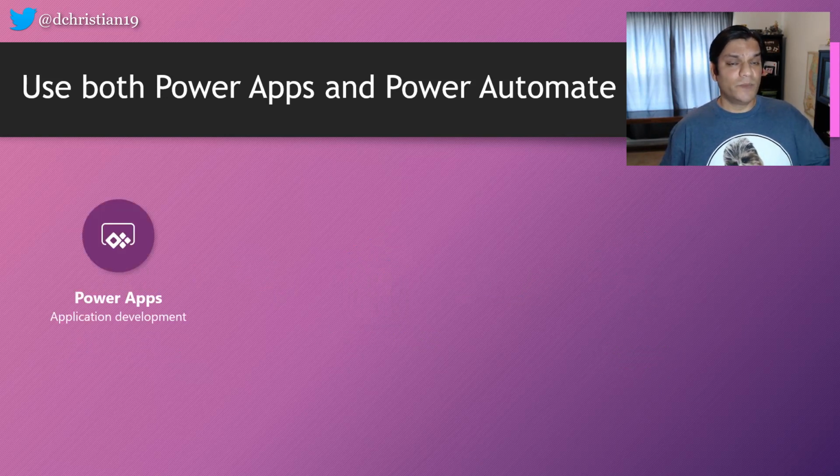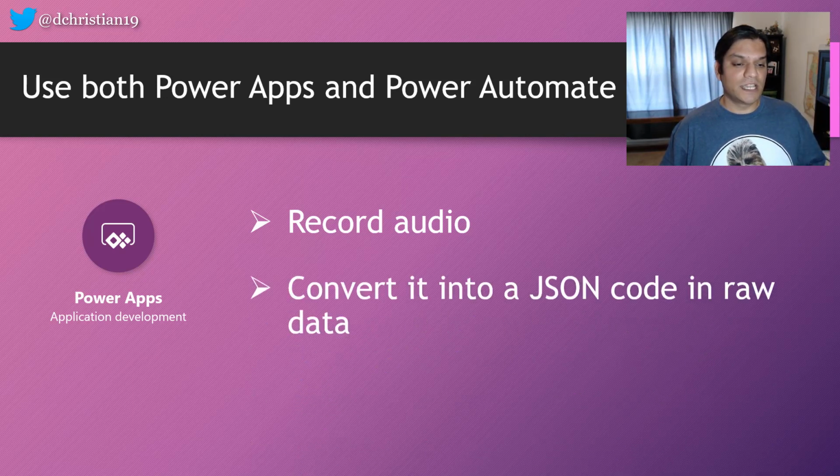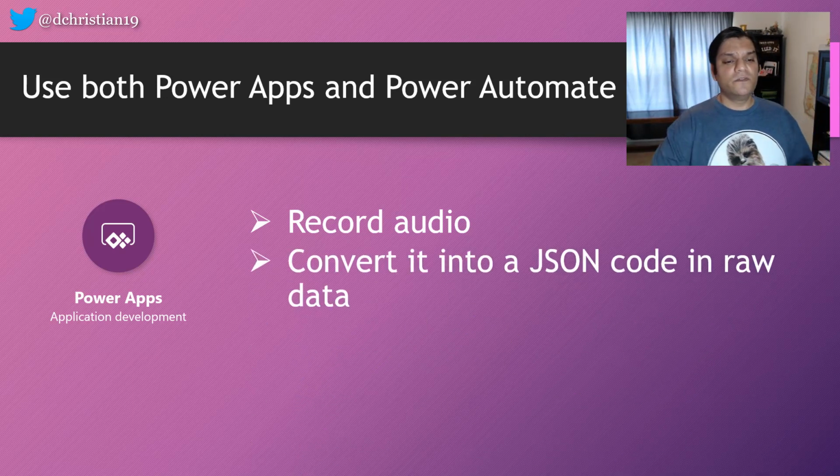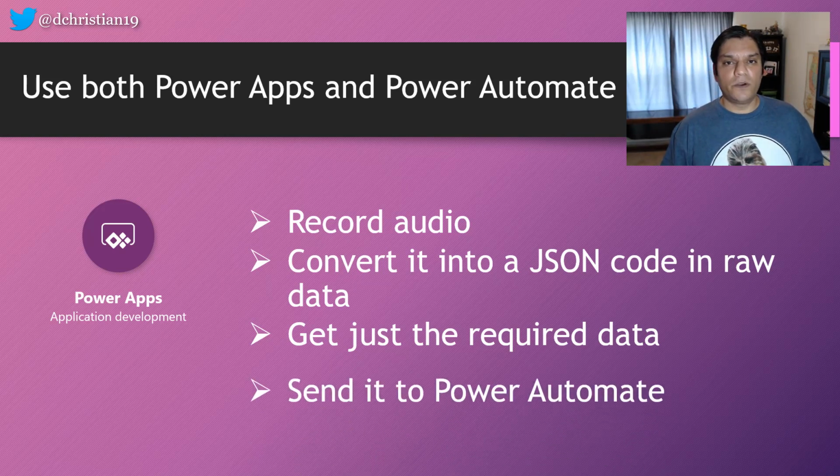Now, a little bit more information: in Power Apps, I'm doing the recording. That's where the first level of the magic happens. Then also in Power Apps, I convert the audio into JSON code, basically to get me the raw data. That's how it works. And then from that raw data, I extract exactly the data that I need from that audio file, and I send that over to Power Automate.